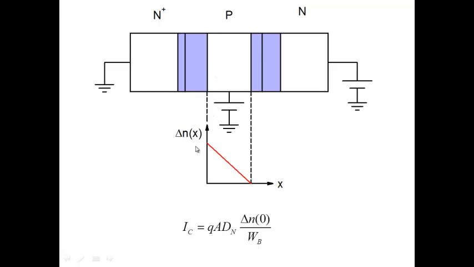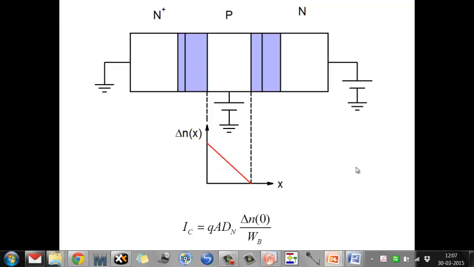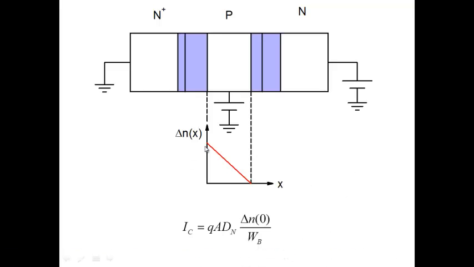The electron density is high close to the base-emitter junction because it's forward biased, and the electron density is very low. We'll take it as 0 at the collector-base junction. Because there's very little recombination, we have a thin base, so the electron density profile is linear. Therefore the collector current, which is nothing but the electron current that has been injected, the same current flows into the collector.